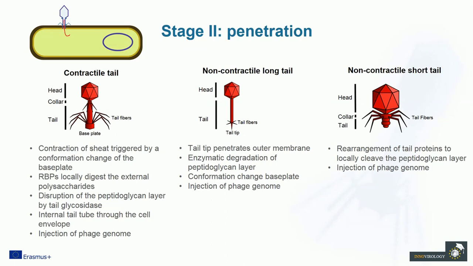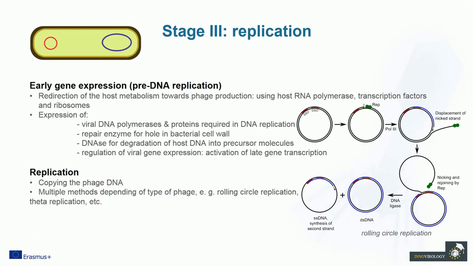Non-contractile long-tailed phages penetrate the outer membrane with their tail tip, followed by enzymatic degradation of the peptidoglycan layer. Next, the base plate will change its conformation and the phage genome can be injected. Non-contractile short-tailed phages first rearrange their tail proteins to locally cleave the peptidoglycan layer, resulting in injection of the phage genome.